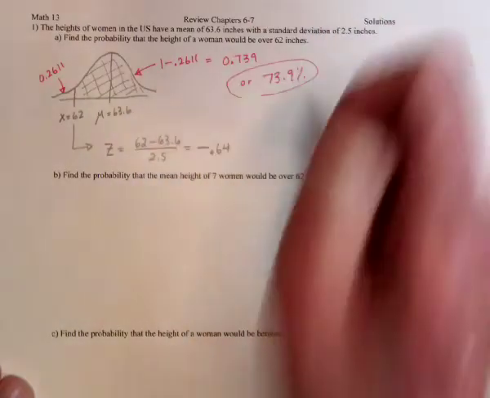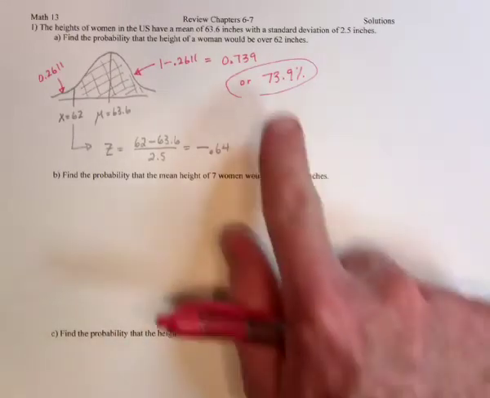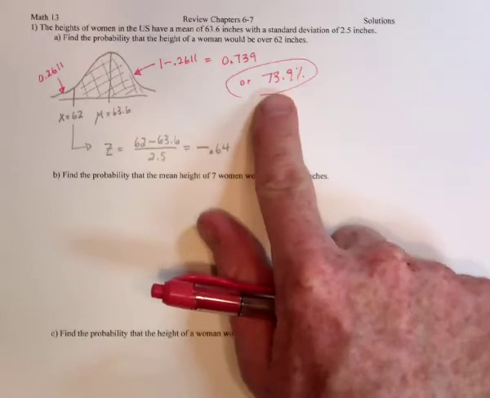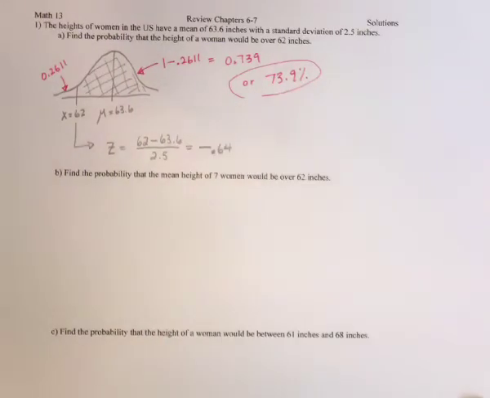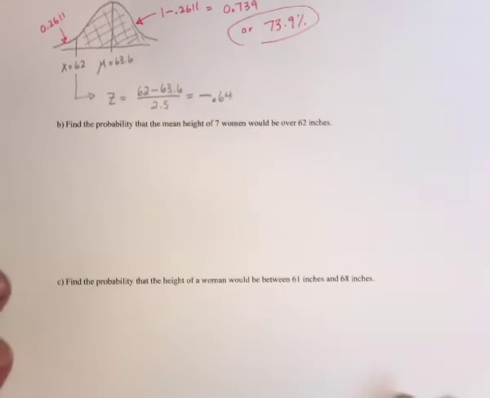So there's a 73.9% chance that a woman is over 62 inches tall. So in the population, if you were to measure all adult women, you should have, in theory, almost 74% being over 62 inches tall. Okay.